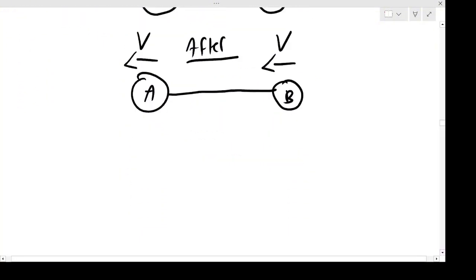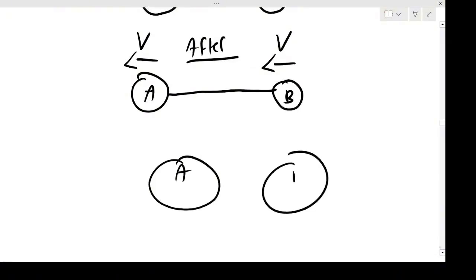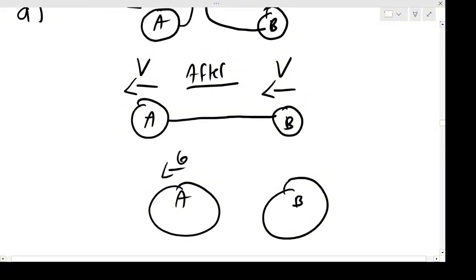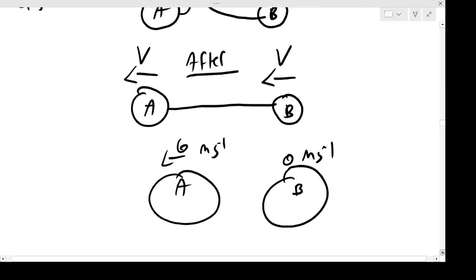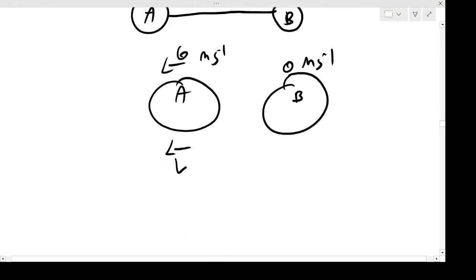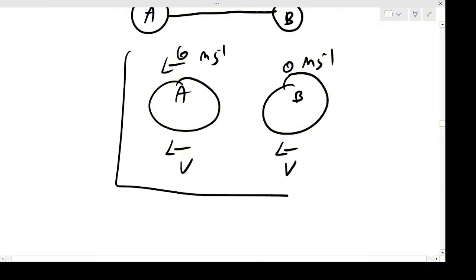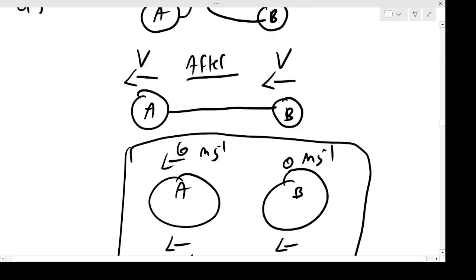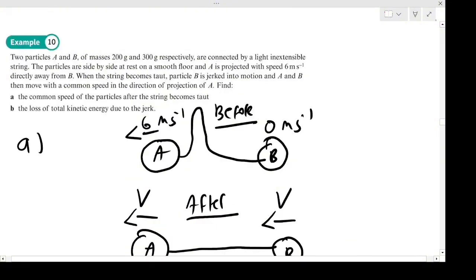So actually I can just simplify this to my usual diagram then. So if I call this A and B, before the motion, okay, A is moving 6 to the left and B's at rest, and then afterwards they move to the left, both of them with speed V. Okay, and hopefully happy with that. So there we are. So I'm just copying what I've done up here into this diagram here. So I'm just copying all the speeds out before and after.